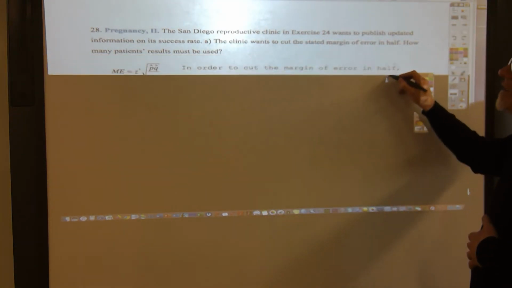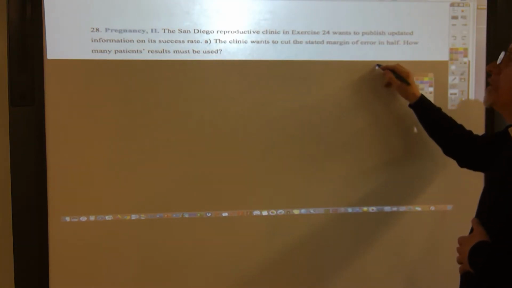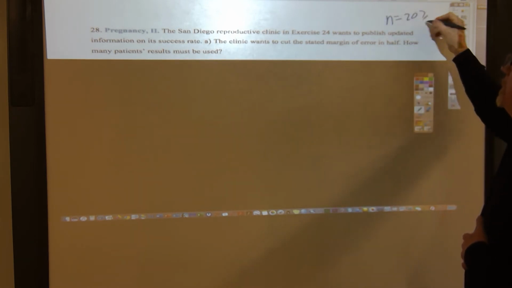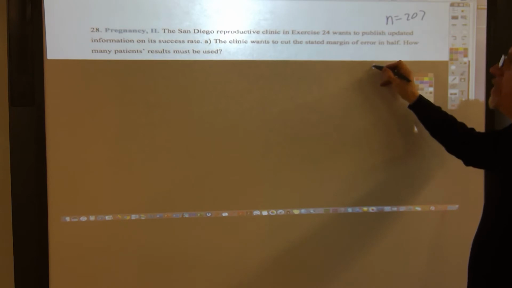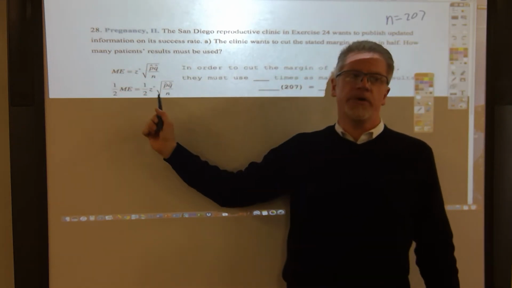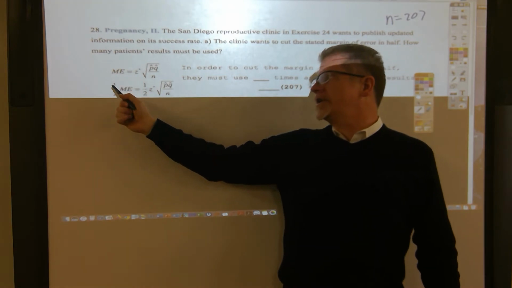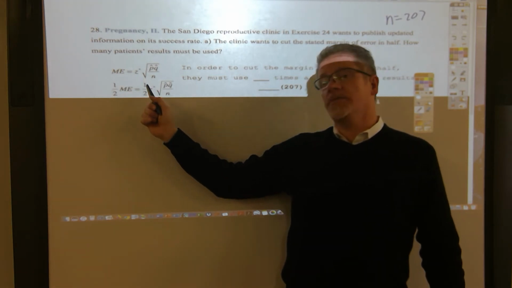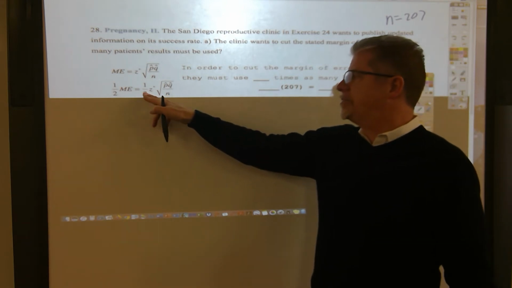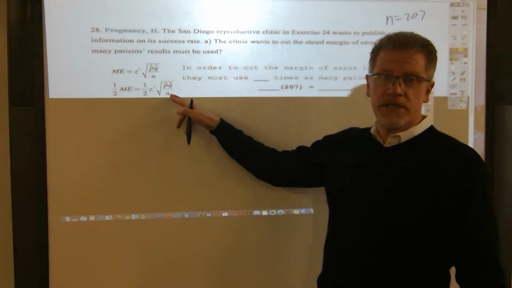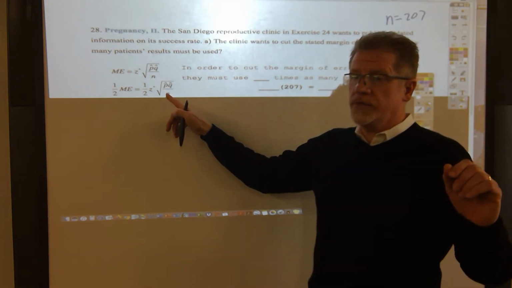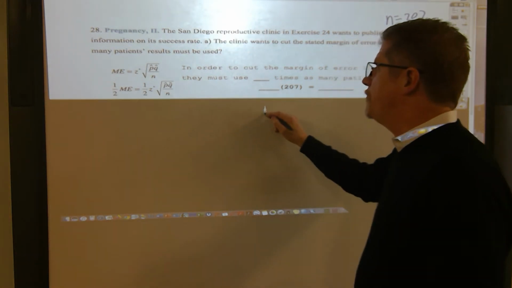What if we wanted to cut the margin of error in half? What would we have to do to the sample size? Currently the sample size is 207. If you want to cut the margin of error in half, look at what happens algebraically. The margin of error gets multiplied by 1/2. To be fair, you have to multiply the other side by 1/2. But if you're going to bring a 2 inside the square root, what number goes inside the square root? It's got to be a 4.